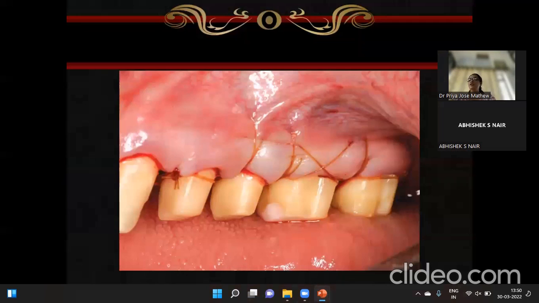Then do the suturing. So this is a case in which there is sound tooth structure present. This is after the flap surgery, that is after the suturing. We can see the sound tooth structure. So we know that in this situation there is a ferrule. There is a good amount of ferrule present that we can very well appreciate.